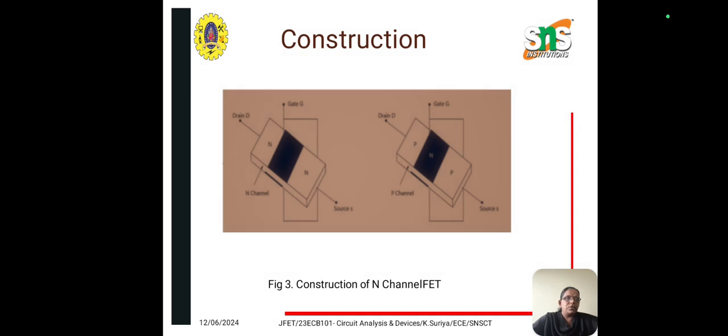The construction of JFET is shown here. In an N channel JFET, the body is of P type and the substrate is N type. It is doped with donor impurities, meaning that the flow of current through the channel is negative, in the form of electrons. On the other hand, in P channel JFET, the body is of N type and the substrate used is of P type. It is doped with acceptor impurities, meaning that the flow of current through the channel is positive, in the form of holes.